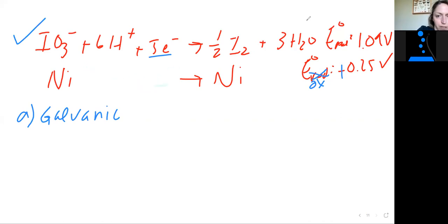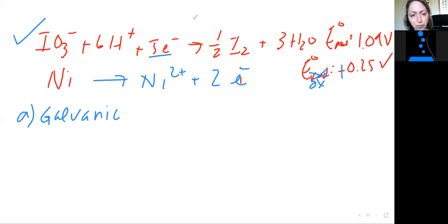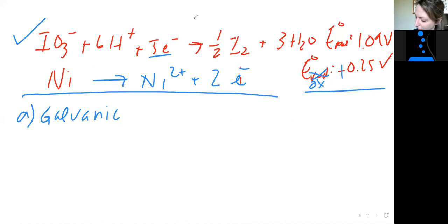Okay, so it looks something like that. All right, so now you get yourself a galvanic cell. I just want to remind you though that when you add these together, your E cells of course would add together. So 1.09 plus 0.25, E cell would be like 1.34, right? Hopefully I did that math right.